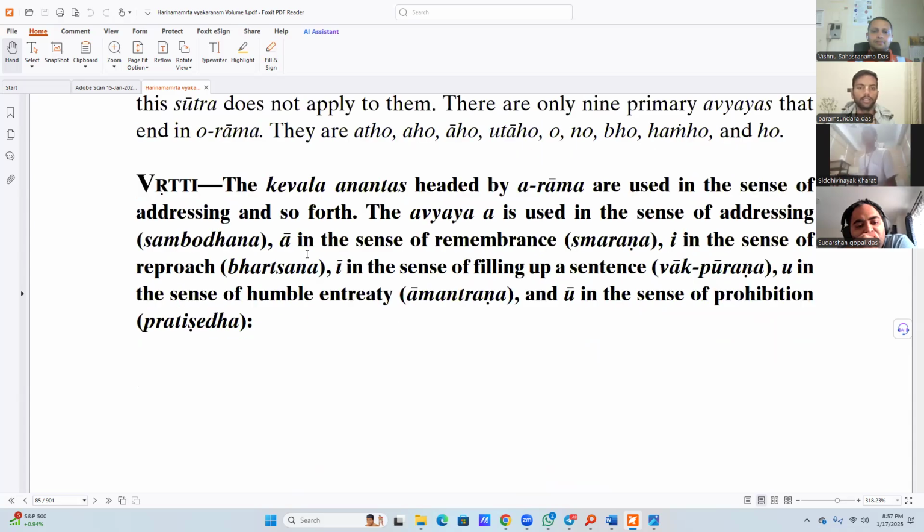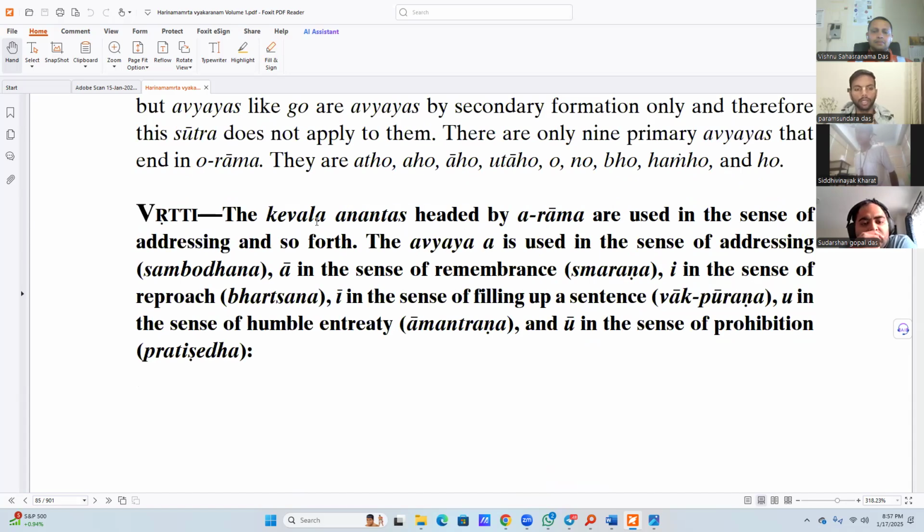Okay. So the kevala anantas, I mean the avyaya anantas, headed by a Rama, are used in the sense of addressing and so forth. So the avyaya A is used in the sense of sambodhana, addressing. Then the avyaya A is used in the sense of remembrance, smarana. This is Jiva Goswami explaining. The avyaya E, Vamana E, is used in the sense of bhartsana, reproach, like scolding someone. The Trivikrama E, avyaya, is used in the sense of vak purana, filling up a sentence.